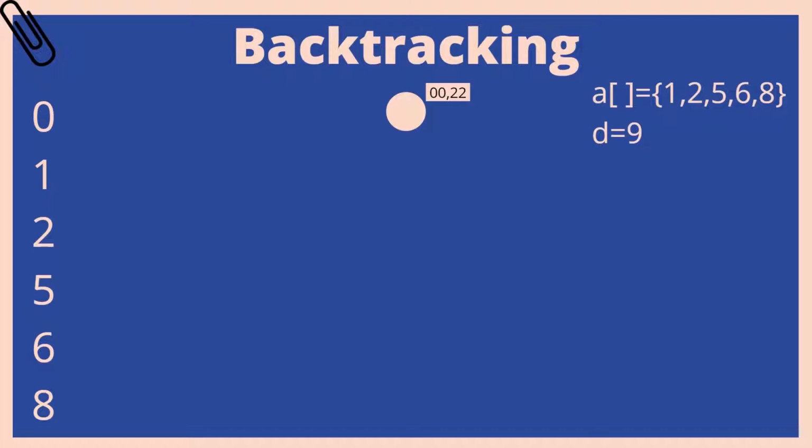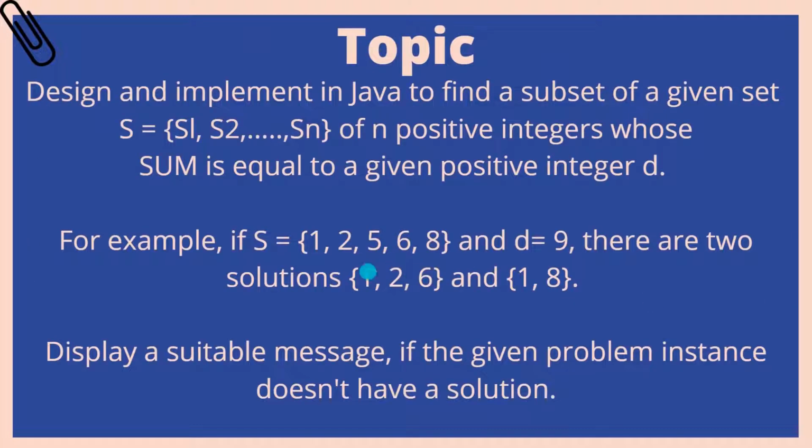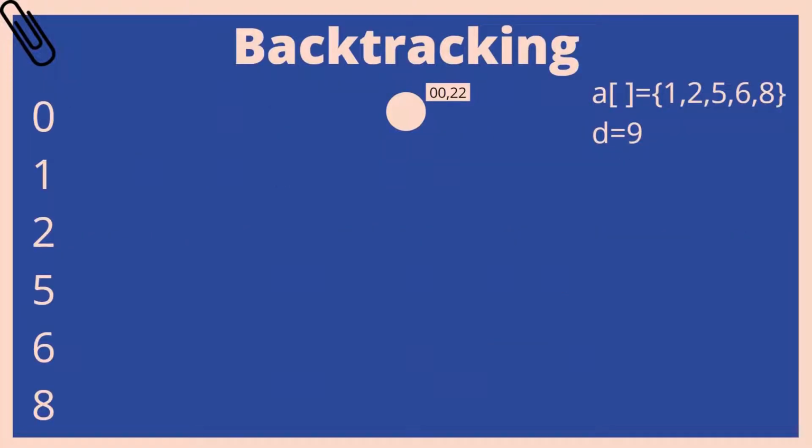So we can solve this problem through a brute force approach. By considering each and every possibility for every element of that array, we can solve this problem in O of n factorial time. But using backtracking, we can solve this problem in much less time complexity. So let's get started.